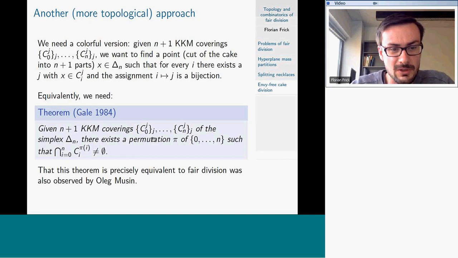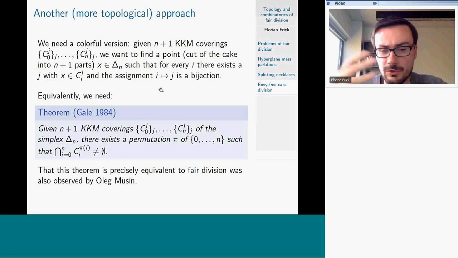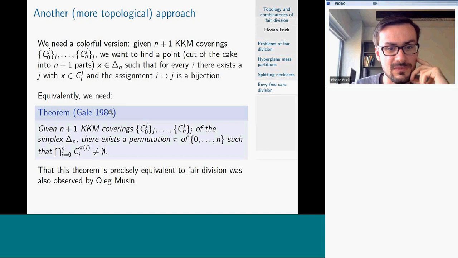So it's a statement that we're looking for: given n plus one KKM coverings of the simplex, there exists a permutation such that this intersection is non-empty. And as you see, someone was kind enough to prove it for us, David Gale, in 1984. The students over the summer observed that, first of all, you can phrase it in this way, and secondly, someone had already proven it, and this was published in an economics journal, because there are many applications in economics. This was well before Francis Su published his article, and this directly gives you a topological proof of envy-free cake division. And last week I talked to Oleg Musin, and he told me that he also knew that this is true.